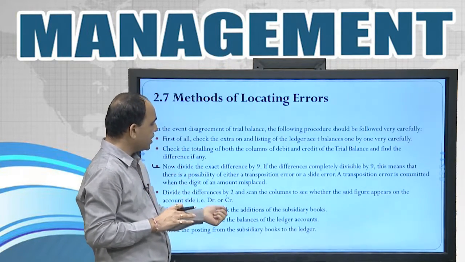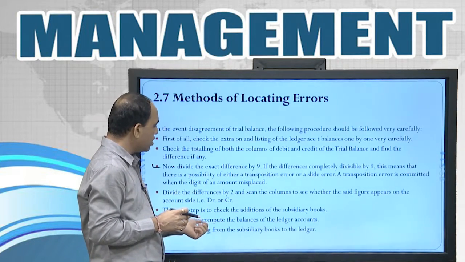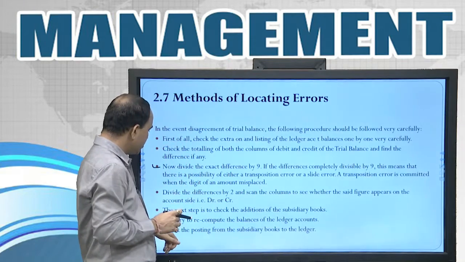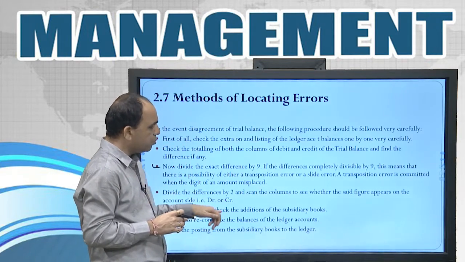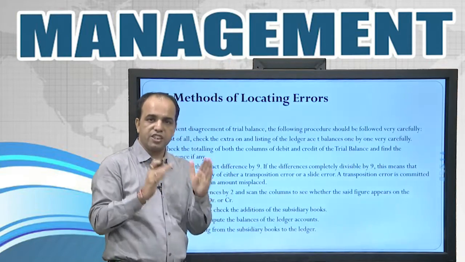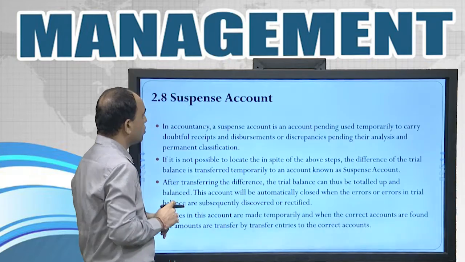The next step is to check the addition of the subsidiary book totals. Now, try to recompute the balances in the ledger accounts, and do the totals again. Check the posting from the subsidiary books to the ledger accounts. Find out whether it is properly posted to the various respective accounts in the ledgers.